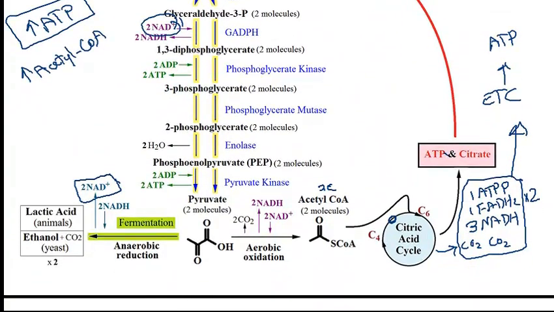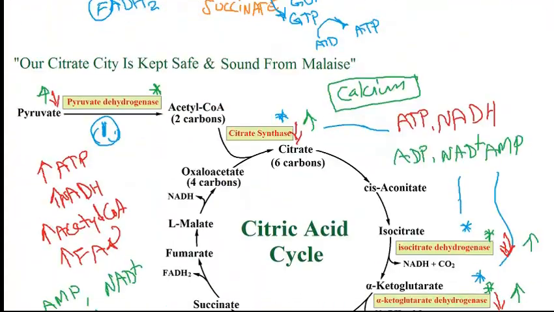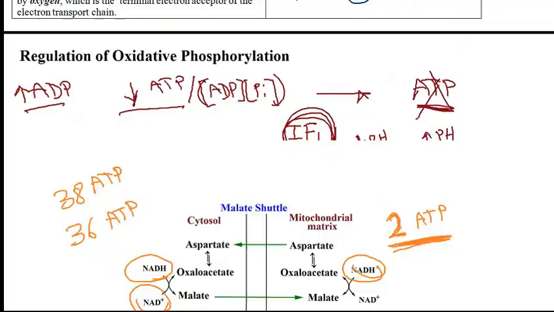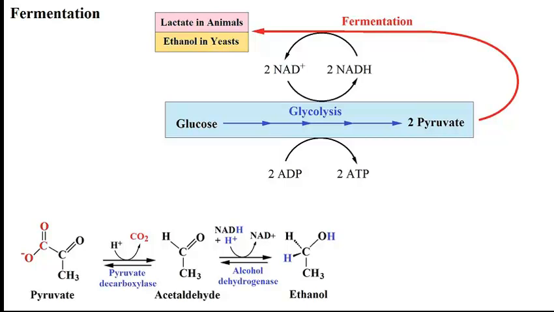And here we've shown you that if there is oxygen, the pyruvate will undergo aerobic oxidation. Now what if there is not enough oxygen? Then the pyruvate molecule undergoes anaerobic reduction through the process called fermentation. Alright, now let's discuss fermentation. So tell me again, remind me, what was the purpose of fermentation?